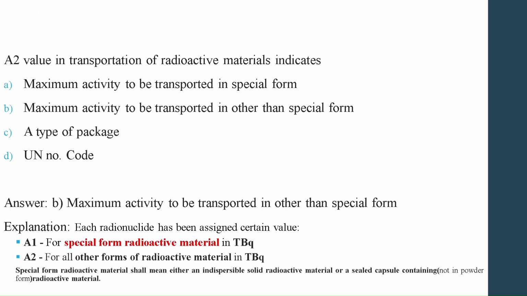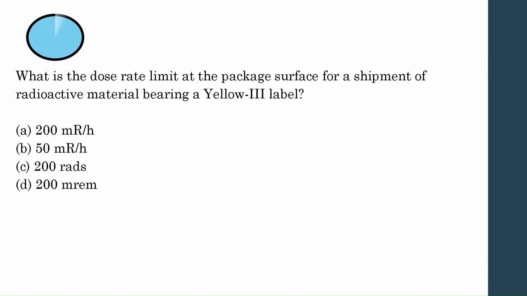The A2 value in transportation of radioactive material indicates the maximum activity to be transported in other than special form. Basically, there are two forms: A1, which is for special form of radioactive material, and A2 for all the other forms of radioactive material. And what is meant by special form of radioactive material? Special form of radioactive material shall mean either an indispersible solid radioactive material or a sealed capsule containing radioactive material. In this, powder form will not be considered.